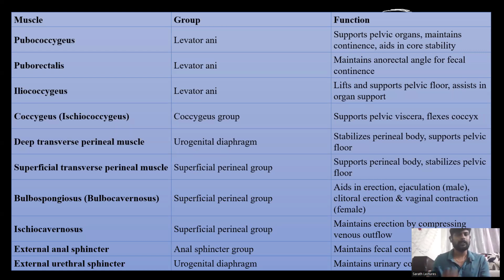For example, if your deep transverse perineal muscle is good, it can stabilize and help the puborectalis muscle and pubococcygeus muscle to function well. It is like a supporter muscle, an extra layer. Bulbospongiosus and bulbocavernosus: it is like a wall of the vagina, bulbocavernosus, and walls of the penis, that is the bulbospongiosus muscle, which helps in vaginal contraction and penile erection. That's it. Ischiocavernosus, anal sphincter, external urethral sphincter control urinary continence and fecal continence. That's it. Everything done.